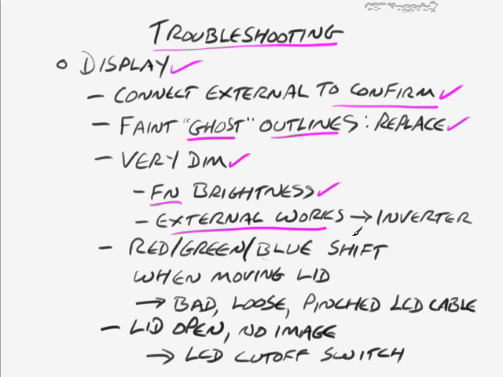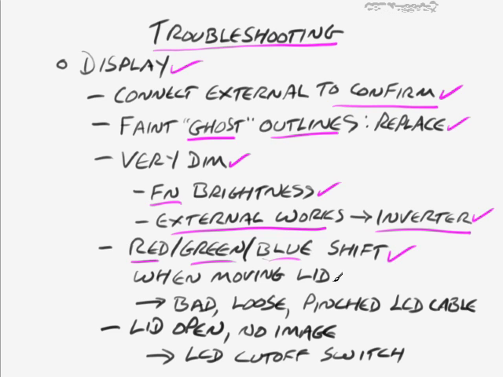But if it's still dim, but the external works, then it's probably the inverter, and it's not properly powering that LCD. You may also run into situations where, as you move the lid back and forth on its hinges, you may see varying shades of red, green, or blue in the color shift. It might just switch or alternate between those.